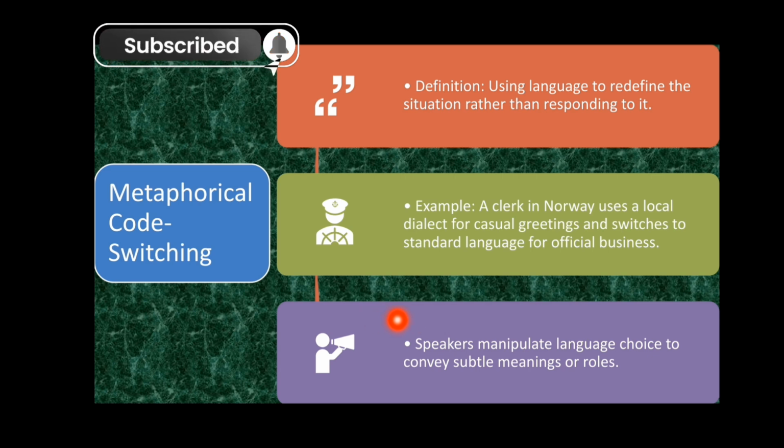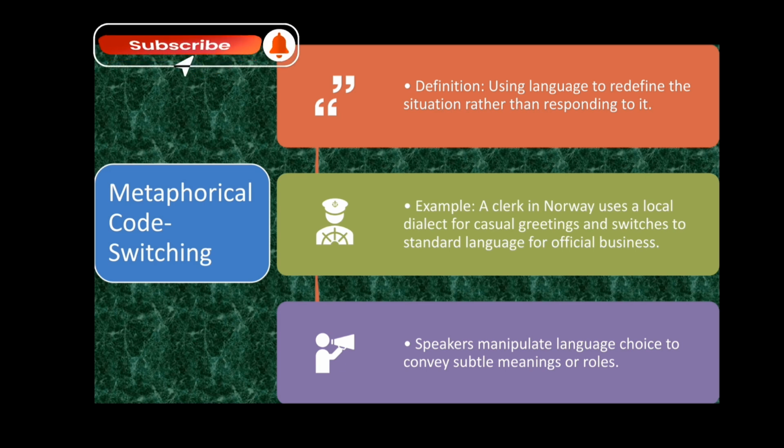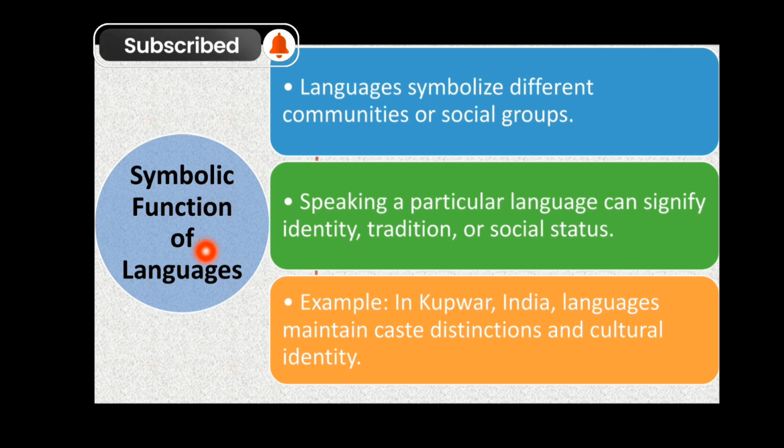Similarly, speakers manipulate language choices to convey subtle meaning or roles. In order to convey a certain meaning or role, you switch from one language to another. Symbolic function of languages. Languages symbolize different communities or social groups. So in order to show sympathy or solidarity with them, you switch from one language to another.